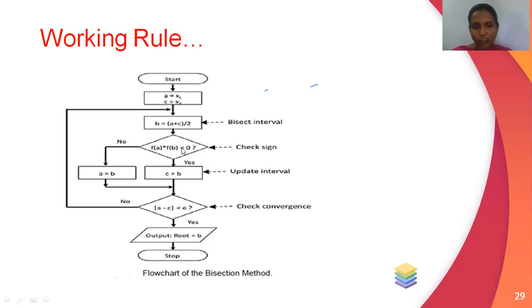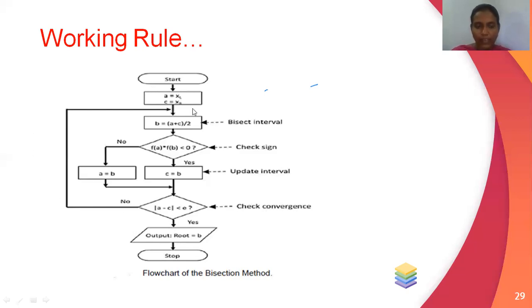Suppose f of A and f of B have the same sign. Then we say that A and B are the same side, so go to check for convergence. If the given values satisfy the convergence condition, then we get the required root. Otherwise, go to the first step. Again find the average of the two values and check it. If both have opposite signs, then by the convergence condition we get the accurate root. Otherwise, if the functional values have the same sign, again check the convergence condition, then go to the first step.